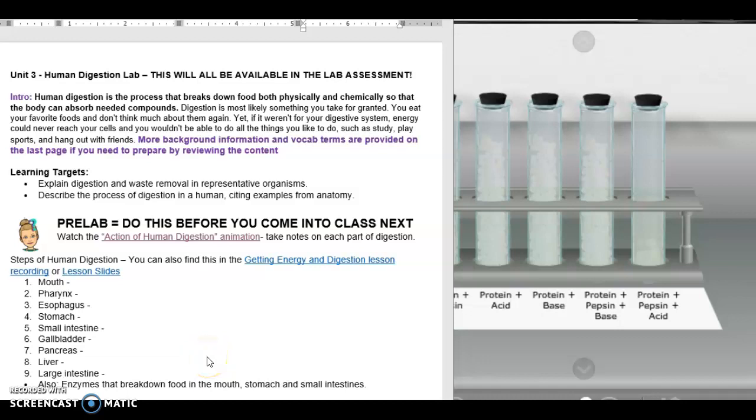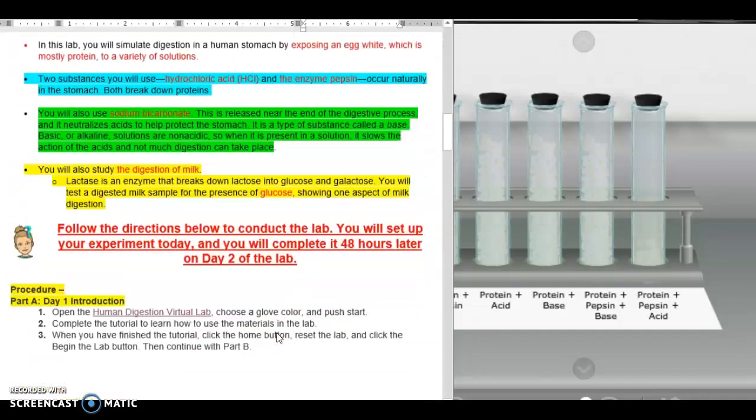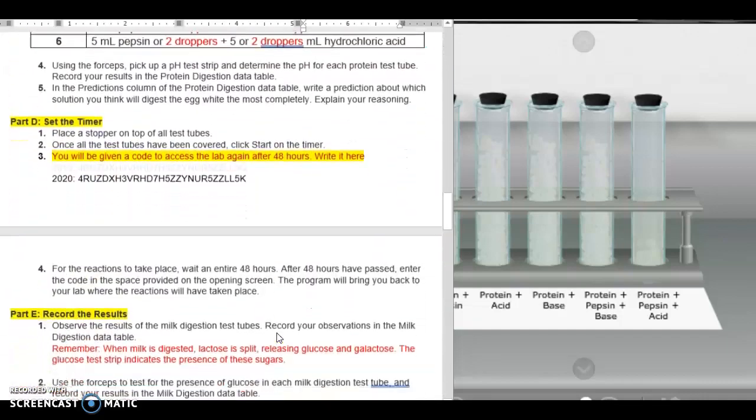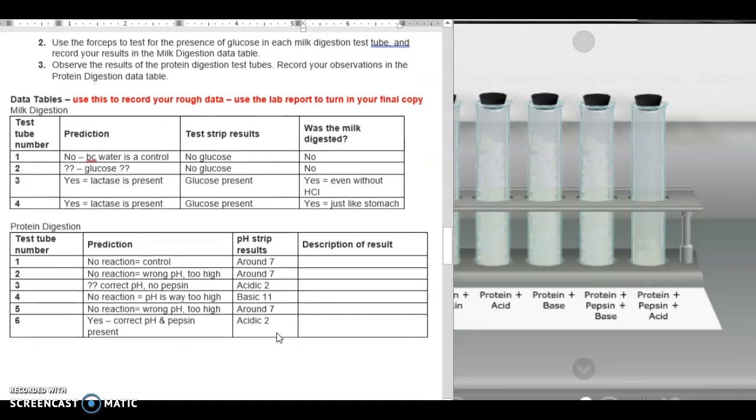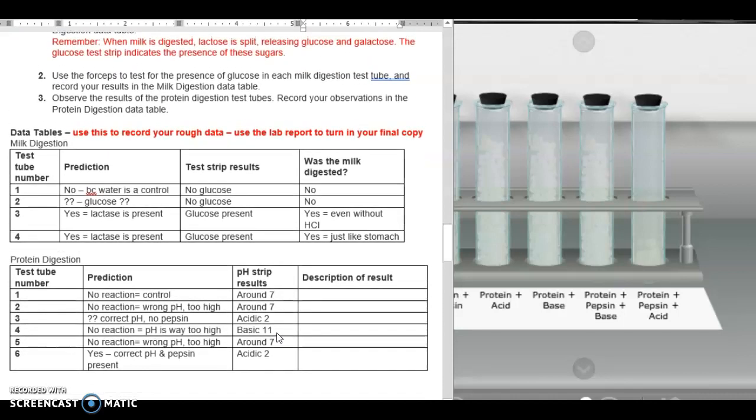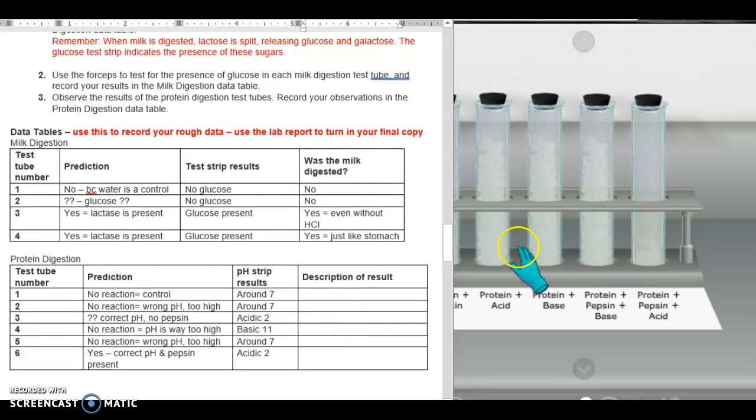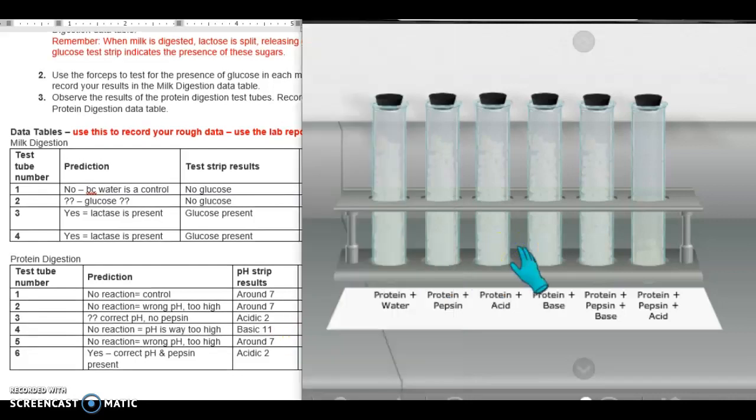Welcome to the Unit 3 Human Digestion Lab. This walkthrough is going to cover Part E, recording the results for the protein digestion. I've already opened the simulation, and I have it set up for us to just make our observation.